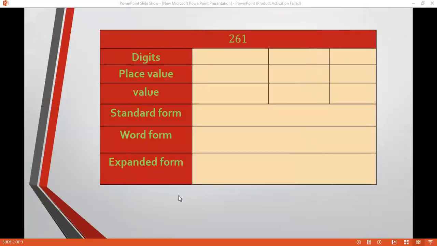Let's take this one here. We have 261. The same thing. How many digits do we have? 3 digits. What are these digits? We have 2, 6, and 1. Place value of 2 will be hundreds. That's right. What about 6? It will be in the tens place.